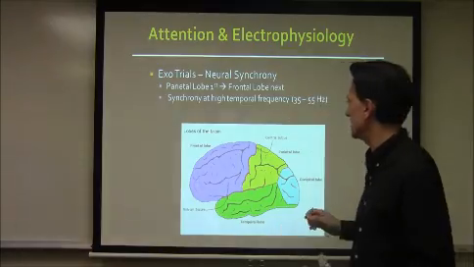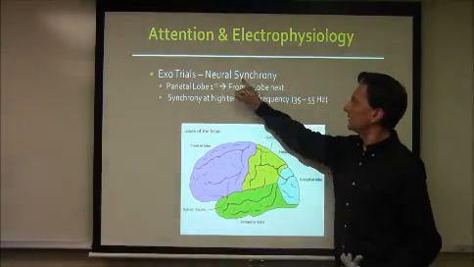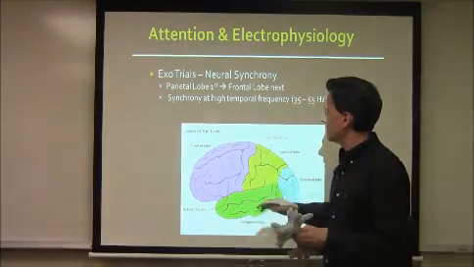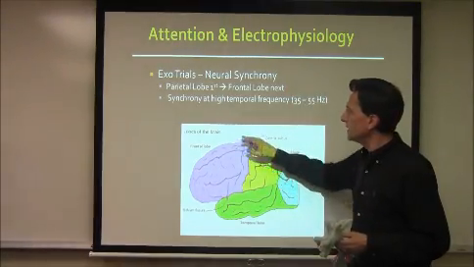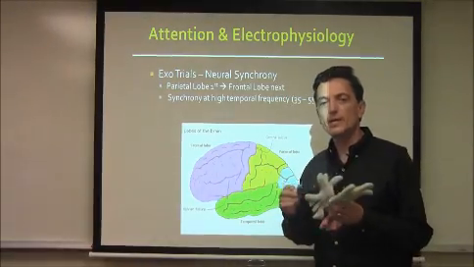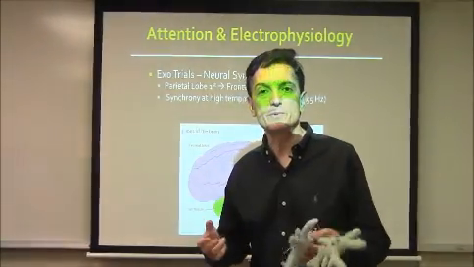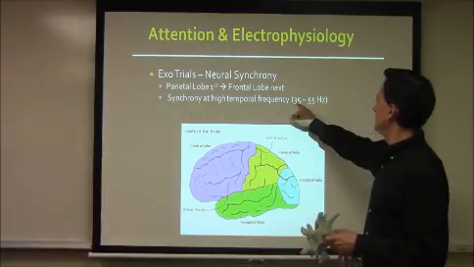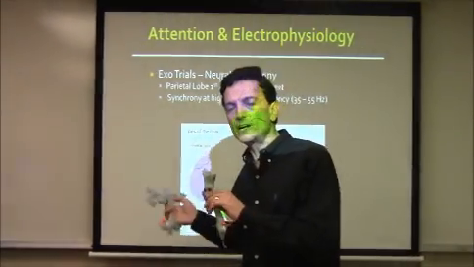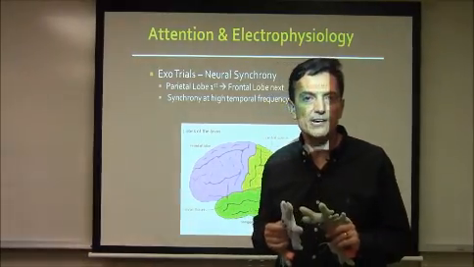And they find something very interesting. When you've got an exogenous trial, then there is some level of synchrony that goes on, first in the parietal lobe, and then later into the frontal lobe. Okay? More than that, that synchrony was occurring in a relatively high temporal frequency range. That is to say, the temporal frequency range was something like 35 to 55 hertz. As these kinds of measurements go, that's a relatively fast rate.